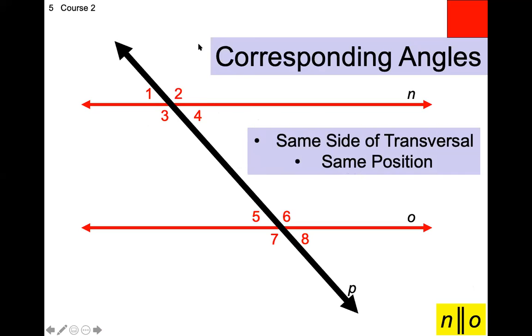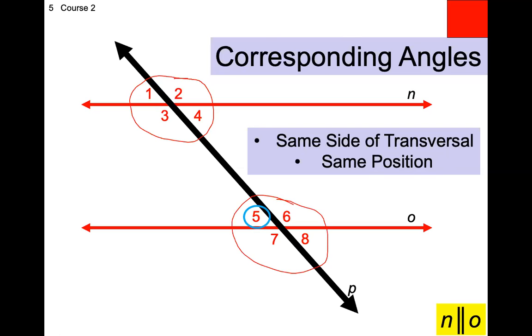What I mean by same position is if you look at just 4 of those angles at a time. So for instance, if I look at these 4 angles right here, I would say angle 1 is in the upper left, angle 2 is in the upper right, 3 is in the lower left, and 4 is in the lower right. And if you go down to the other ones, we're looking for the angles that are in the same side and in the same position. So angle 1 is in the upper left, angle 5 is in the upper left. So 1 and 5 are corresponding angles.